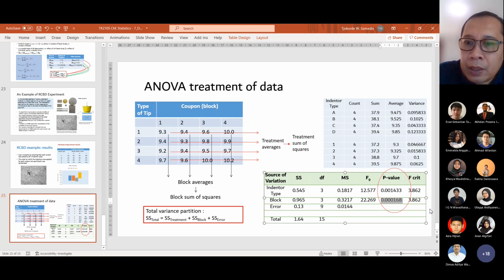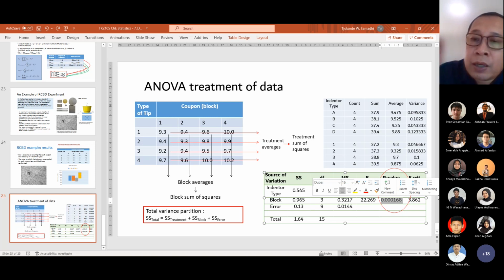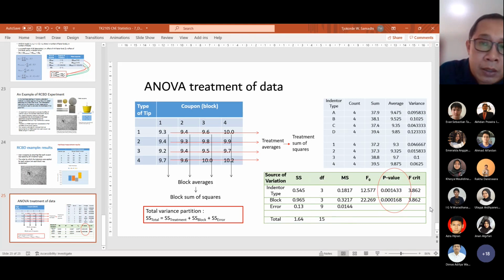Can you nitpick and say that the block variable is more significant than indenter type because it has a lower p-value? Yeah, you can. But that's not a very useful or fruitful argument, because both of them are very significant anyway. Now, the question that I get asked most by students is: does this mean that this experiment is wrong? No, it's not wrong at all.